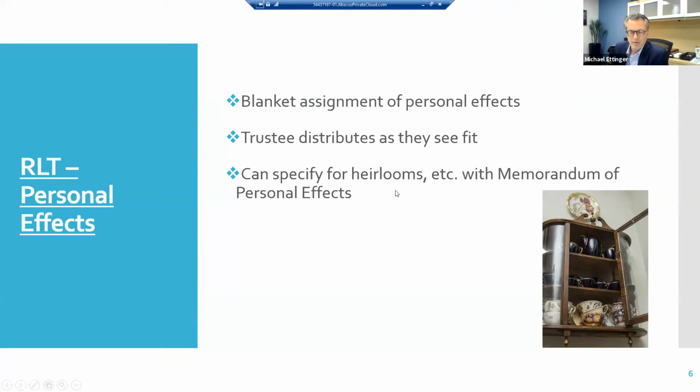So you can specify, you can say this piece of jewelry goes to this granddaughter and this goes to that granddaughter. And the nice thing about the memorandum of personal effects is that it's a side letter. It's not in the trust. It's an attachment to the trust. So you can change it any time without going to the lawyer and changing the trust. But whatever memorandum is there at the end of the day, that's the one that they'll honor.